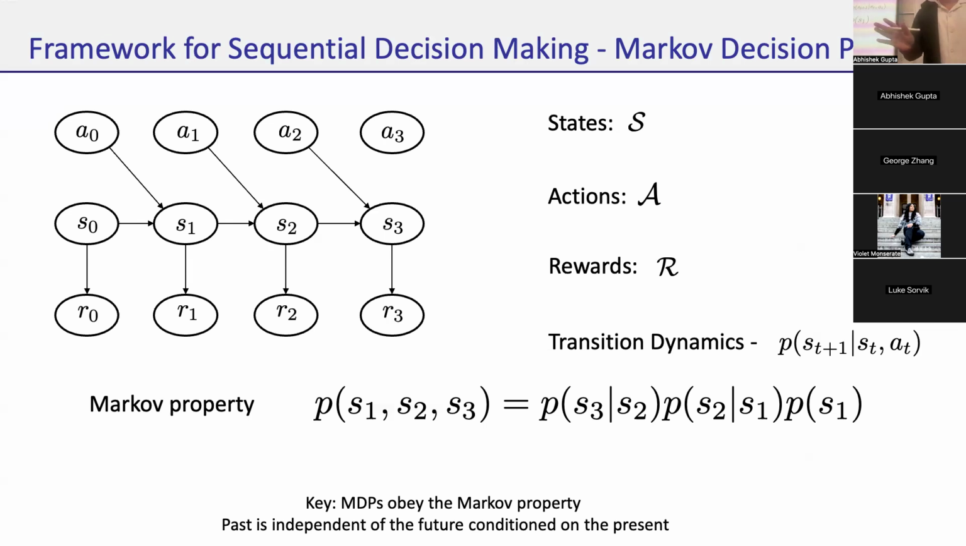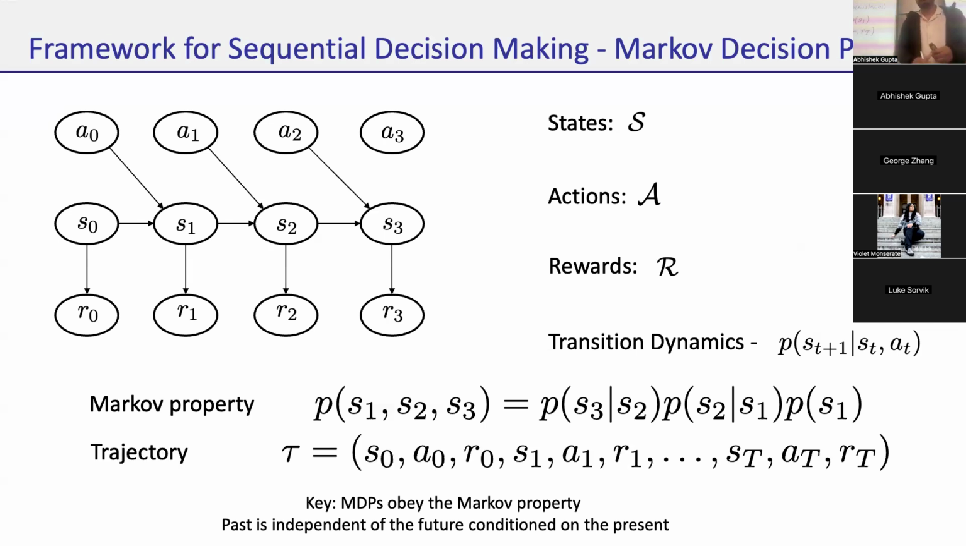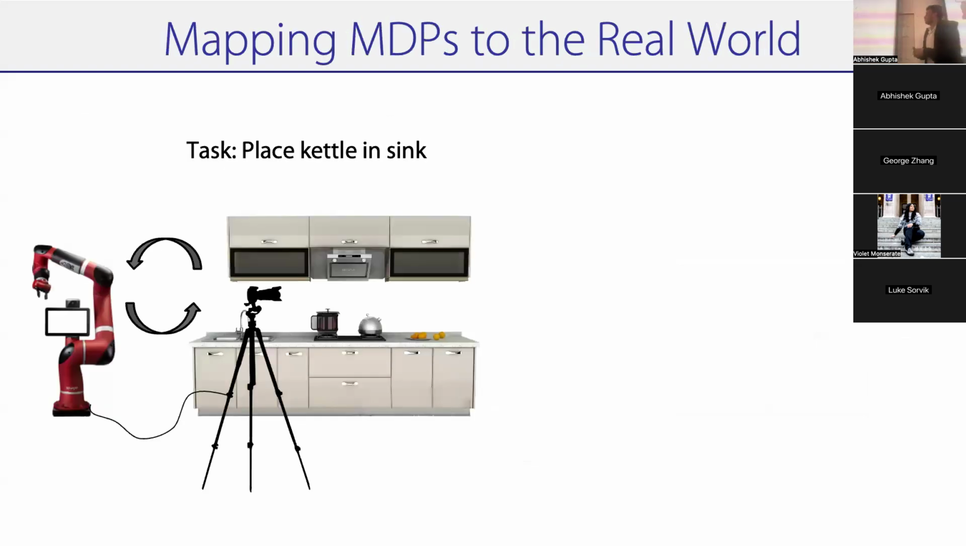That makes sense? Okay, so in that setting, we're going to define a trajectory as a sequence of states, actions, rewards, states, actions, rewards, states, actions, rewards. Okay? And the important thing in a Markov process is because the present is enough to make decisions, you only need to know the current state to make an optimal decision. You don't need to know the past. Okay, so that's the MDP. Pretty standard. Questions?